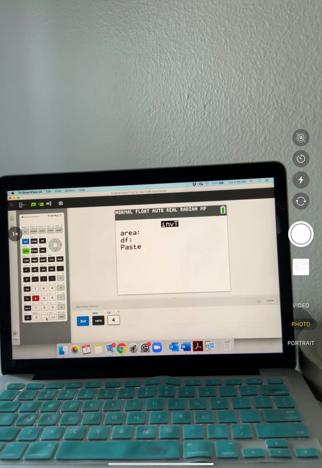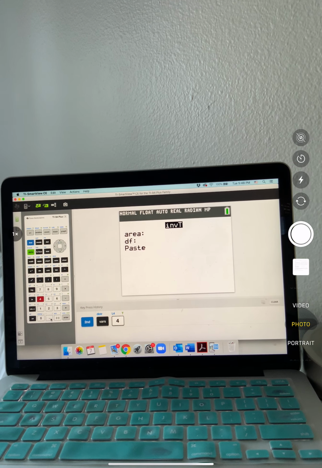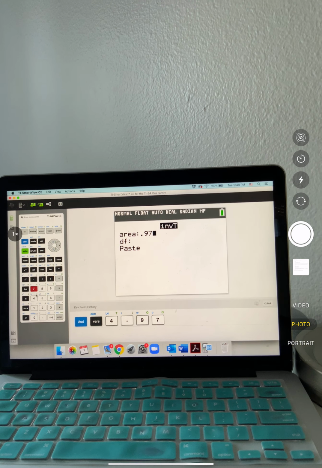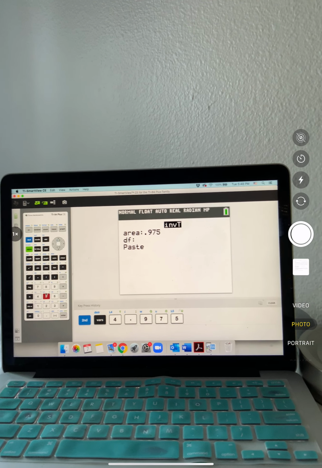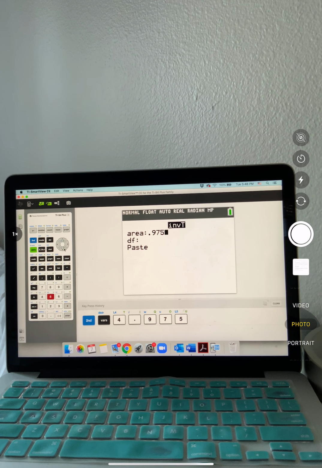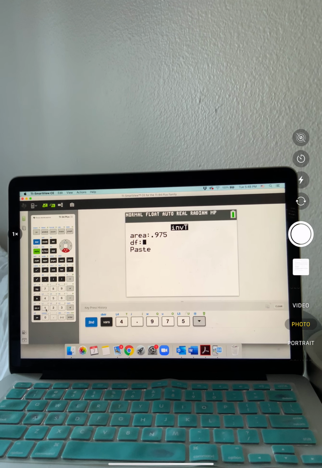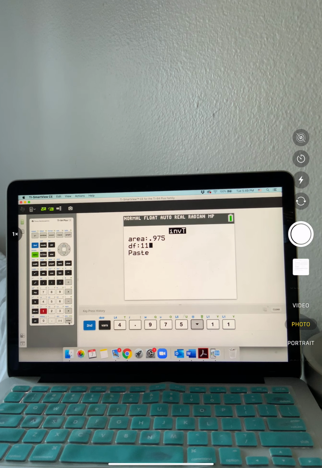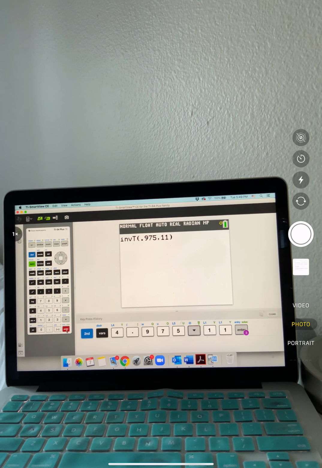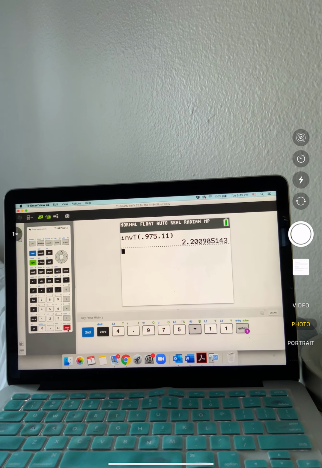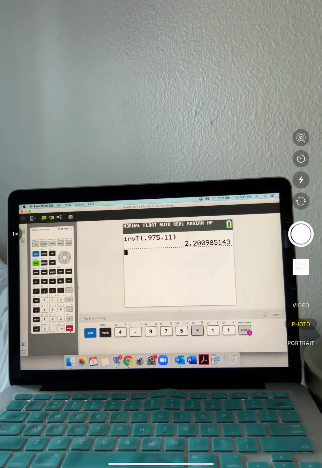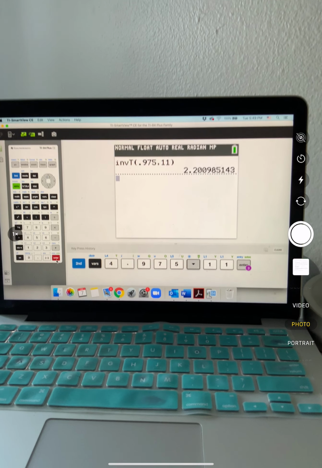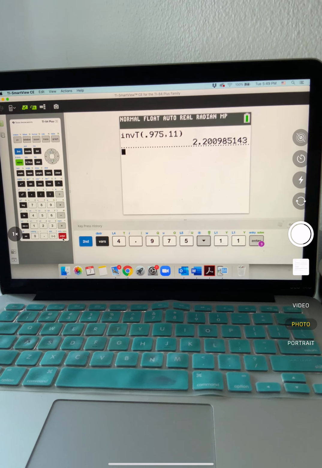Area, always the left value. So 0.975. DF is the degree of freedom: sample size minus 1. Sample size was 12. Subtract 1 will give you 11. Paste. Your critical value is, I'll just round it to the 3 decimal place, 2.201.